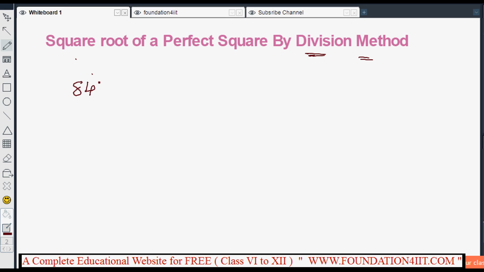Now we will see only finding the square root of perfect squares. 841 is a perfect square, so it is a square of some number. For that number we will first see how to find the square root using the division method. Later on we will see decimal numbers and numbers which are not perfect squares also. Now 841 is the given number, and we need to find its square root.